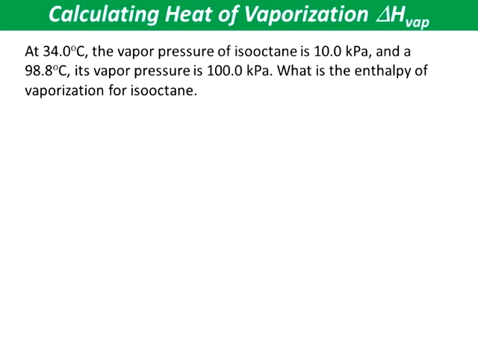At 34.0 degrees C, the vapor pressure of isooctane is 10.0 kilopascals. And at 98.8 degrees C, the vapor pressure is 100.0 kilopascals. What is the enthalpy of vaporization of isooctane?